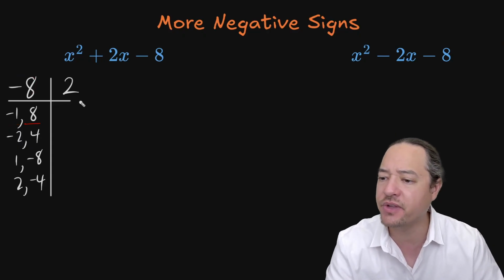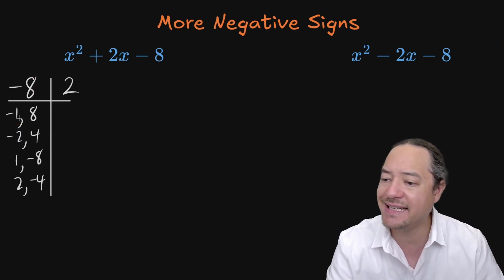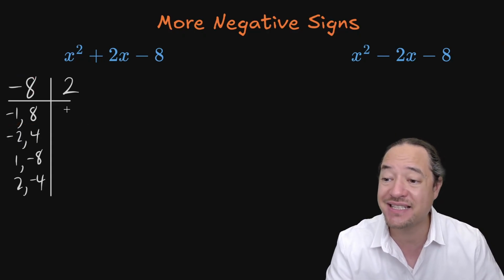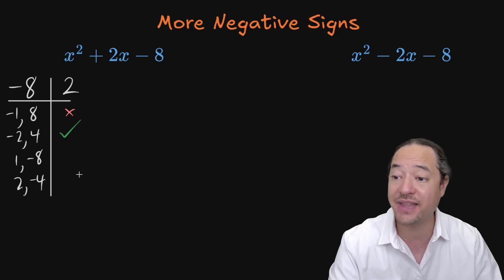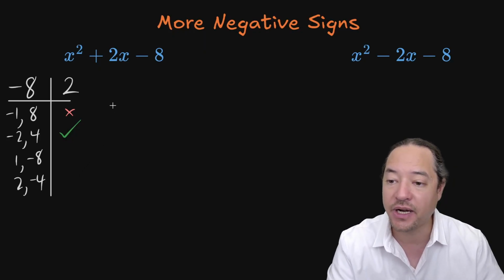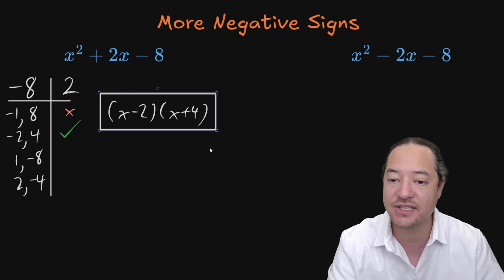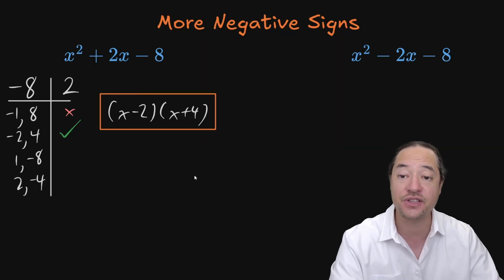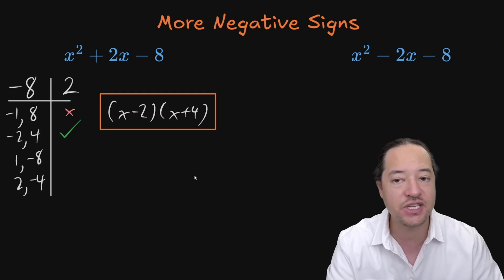Okay, so let's go through this. 8 and negative 1, that's going to give us a positive 7, so that's not 2. Negative 2 plus 4 is 2, so that's actually as far as we need to go. That's going to be our answer. Our answer here should be x minus 2 times x plus 4. And that's it, right? That's going to be our factored form for this quadratic expression. Let's do the same thing over here.